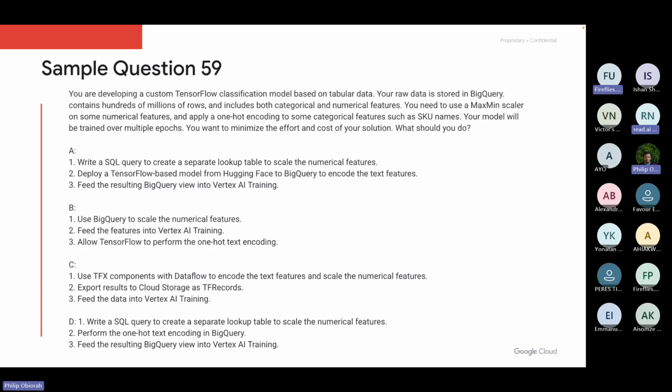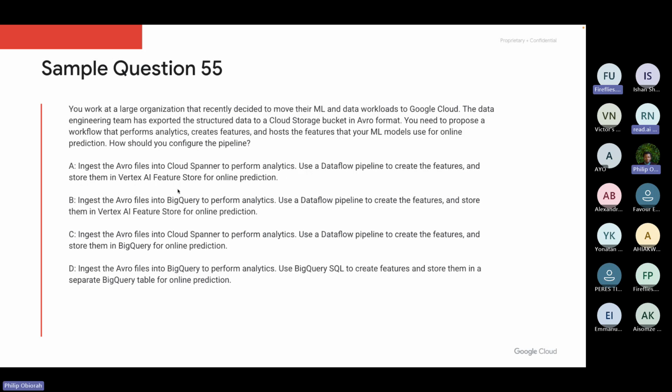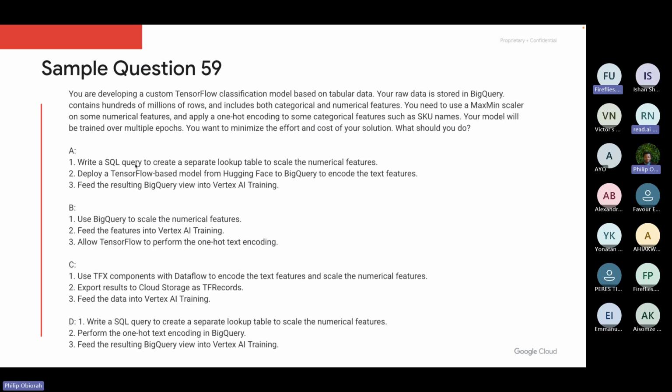Now let's go to option A. Option A is Hugging Face to BigQuery, deploying a machine learning model. Deploying a machine learning model to BigQuery just to encode text features is over-engineering and it adds more complexity. So this is why this wouldn't be right, because deploying machine learning to BigQuery just to encode text features is so much engineering. And we've said why it cannot be C, right? The same need. We are looking at minimal effort.